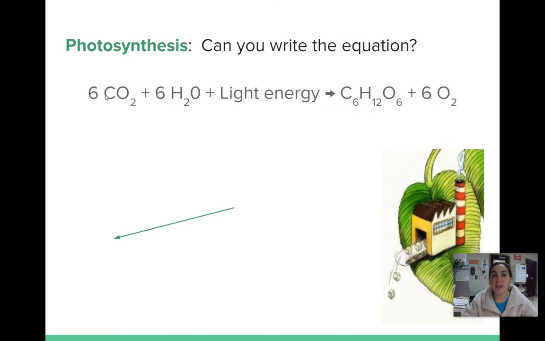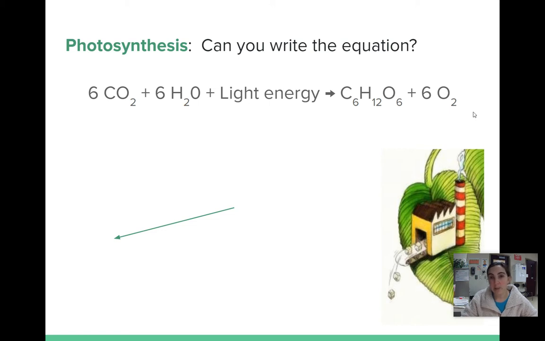Hopefully you wrote down something kind of like this. If you did not write the balanced equation with the sixes, that's okay. But hopefully you came up with the fact that photosynthesis requires carbon dioxide and water and energy from sunlight. And it produces carbohydrates like glucose and oxygen.